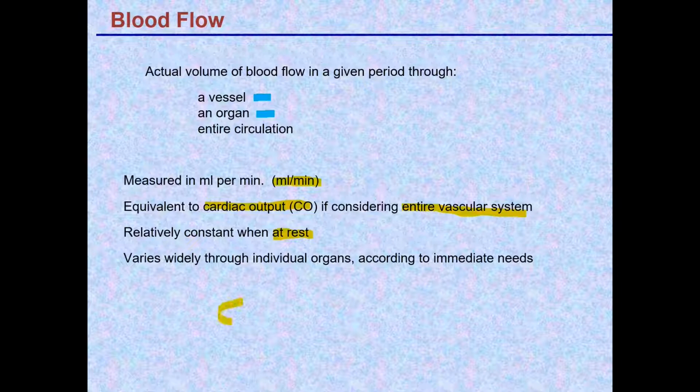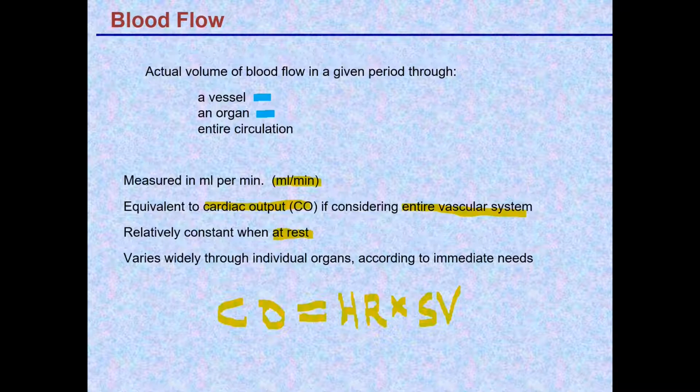I remind you that cardiac output is equal to the heart rate, the rate of the heart beating, times the stroke volume, the volume that the heart puts out. So this is beats per minute and volume per beat, giving you a volume per minute of cardiac output. Flow, remember, can vary quite widely through individual organs according to the physiological needs of that organ.